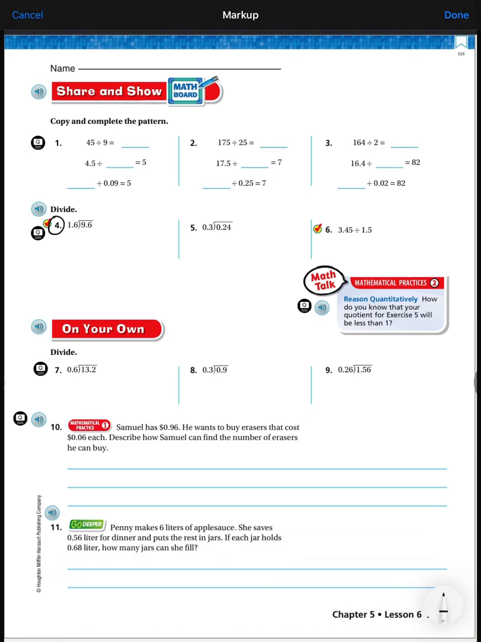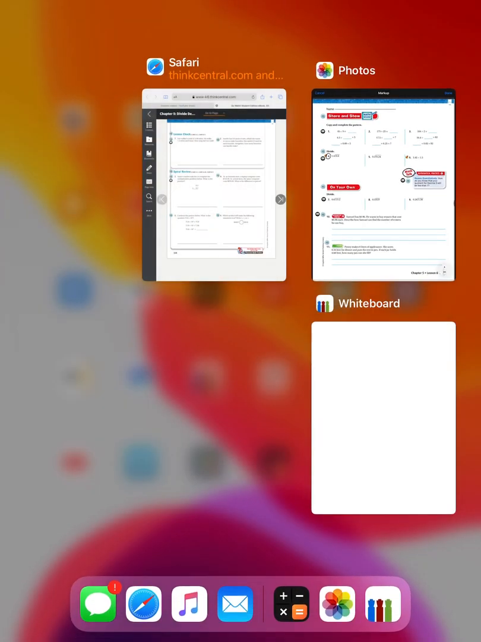We have 9.6 divided by 1.6, okay? The first thing I'm going to do is take a look at making these into whole numbers. I'm going to just ignore the decimal points for a minute. So that's really like saying I have 96 divided by 16, okay? So I'm going to go back to my whiteboard and rewrite it there. 96 divided by 16. We're ignoring those decimal points for a minute, okay?